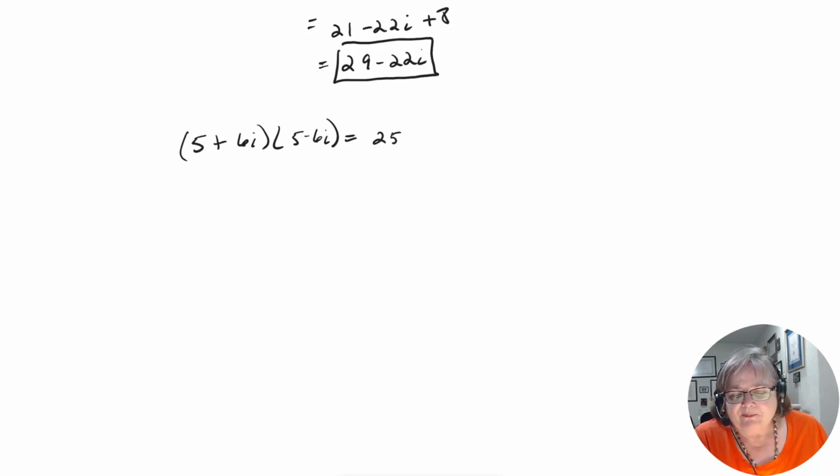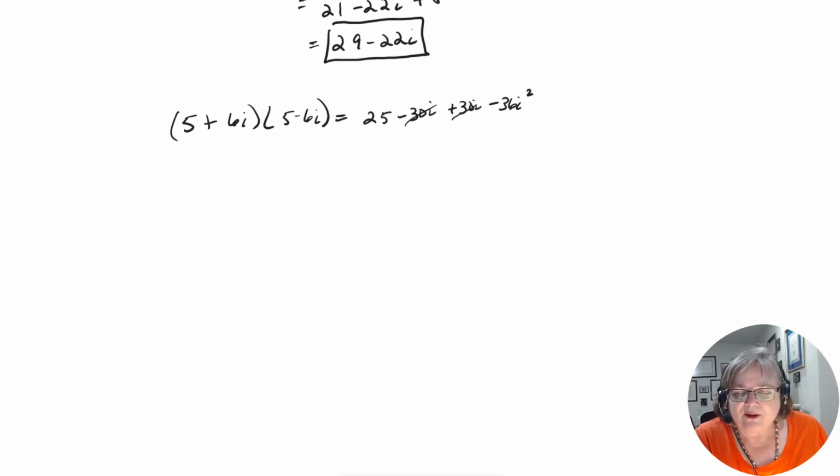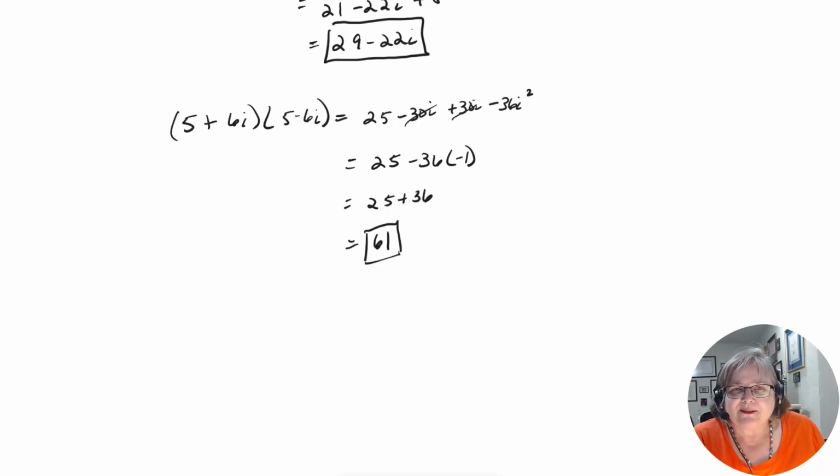So 5 times 5 is 25 minus 30i plus 30i minus 36i squared. So see, these two terms cancel each other out, and you have 25 minus 36 times a negative 1. So 25 plus 36 is 61. Now, this is kind of an interesting concept, and they use this quite a bit. So this is a technique you need to know. When you multiply conjugates together, your imaginary terms fall out, and you're left with pure real. And that's kind of cool.